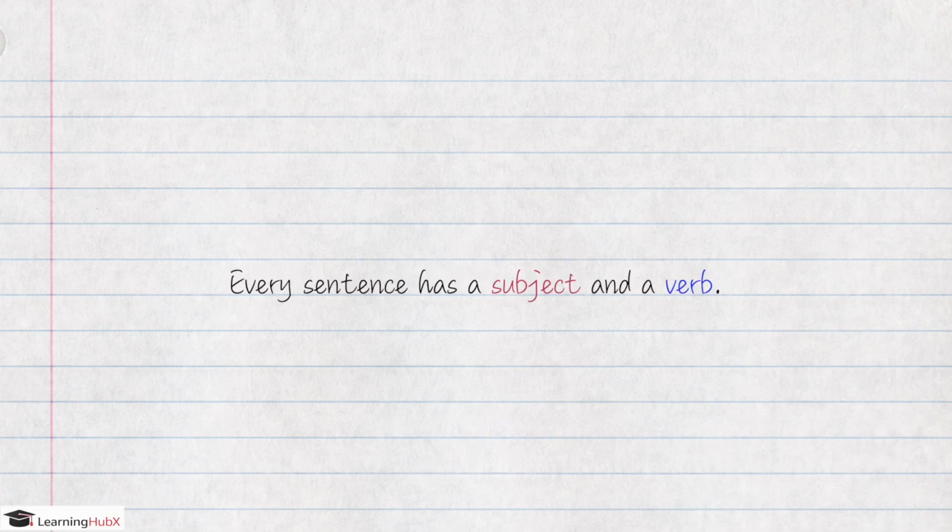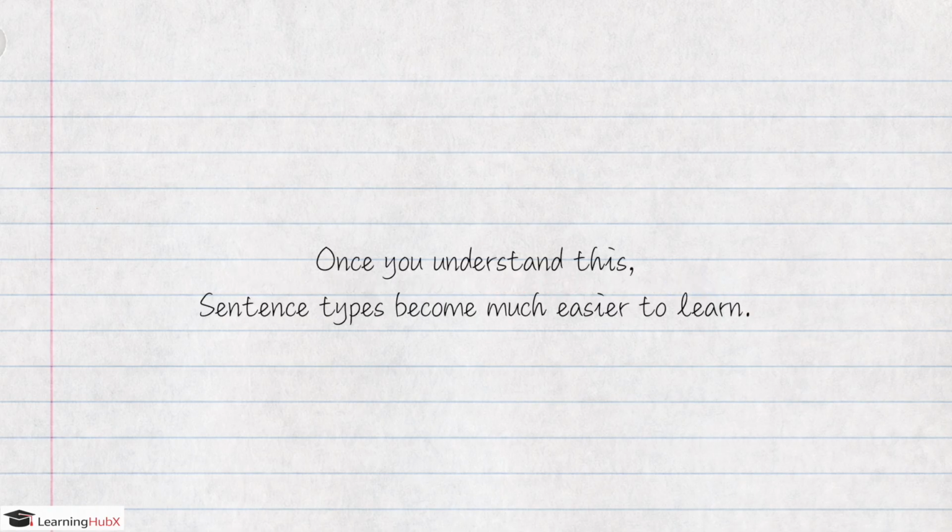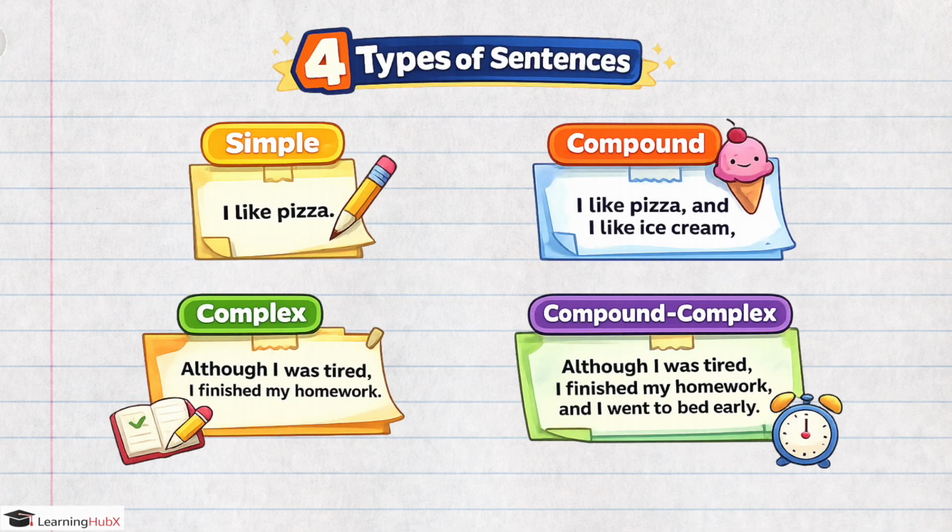Before we learn how to write strong and clear sentences, we need to understand how sentences are built. Every sentence has a subject and a verb. Once you understand this, sentence types become much easier to learn. In this lesson, you're going to learn the 4 main types of sentences used in English writing.